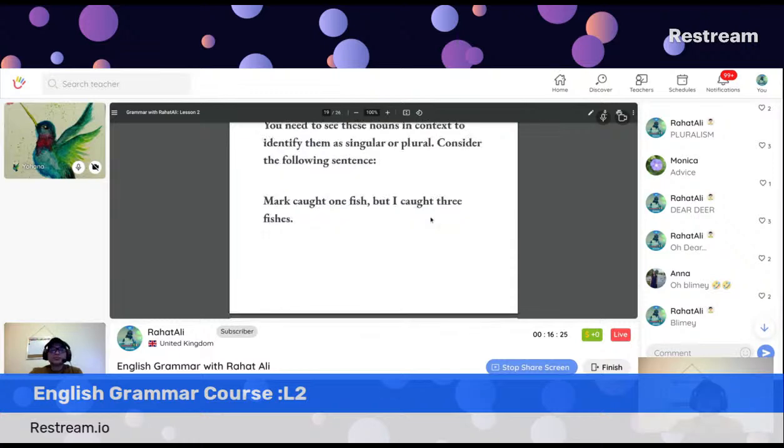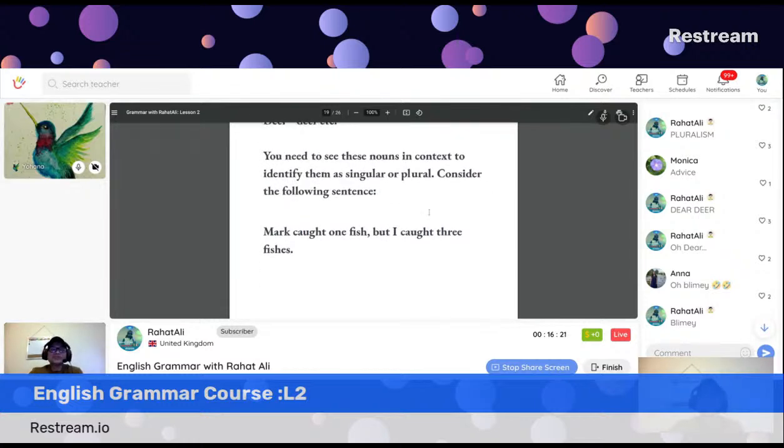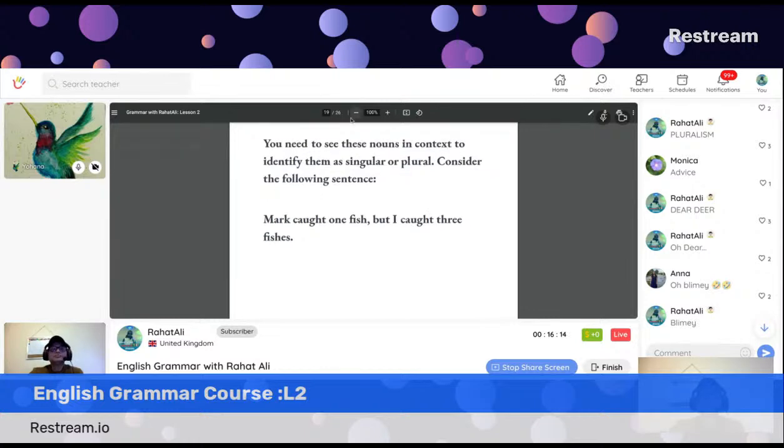Okay, Mark caught one fish. So look, about the fish, very often, look at the sentence. Can you please read it out loudly? Mark caught one fish, but I caught three fishes. Okay. Generally, the word fish doesn't have any plural if it is the same kind of fish, but when you catch different kinds of fish, it becomes plural, fishes.